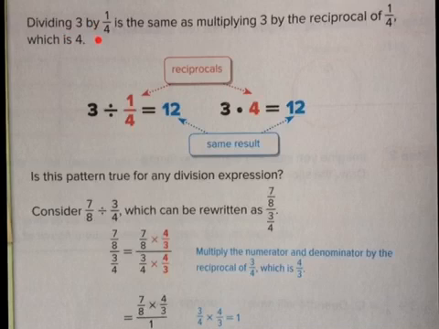Dividing 3 by 1/4 is the same as multiplying 3 by the reciprocal of 1/4, which is 4, or 4 over 1, right? So it's 3 times 4. 3 times 4, you see over there? 3 times 4 is 12.